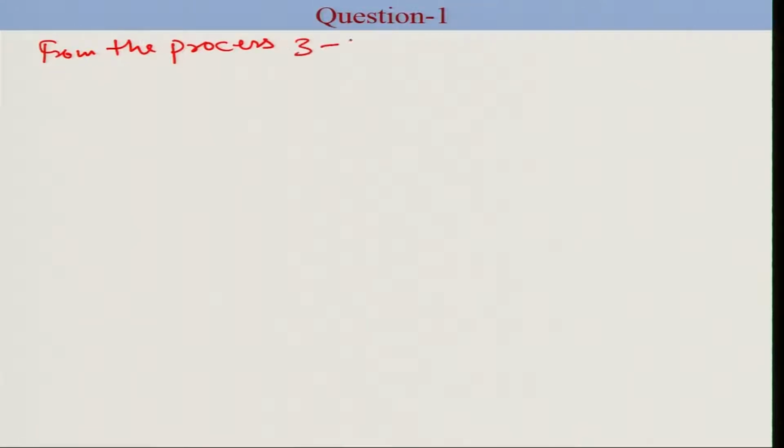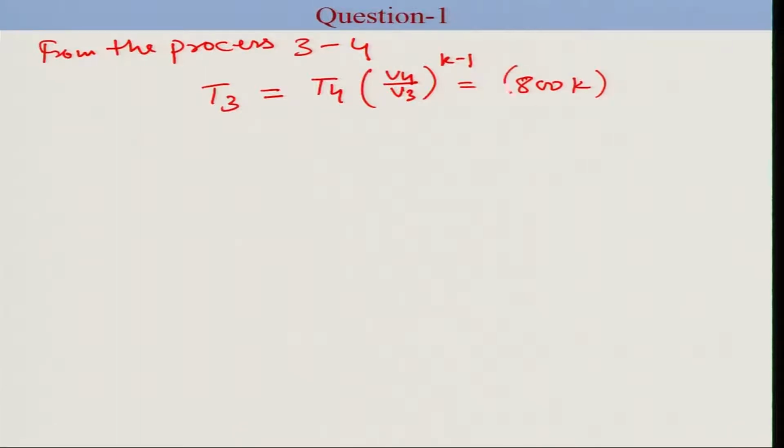From the process 3 to 4, which is an isentropic expansion, T3 will be T4 times V4 upon V3 to the power k minus 1. We know T4, which is 800 Kelvin, given in the question, and the compression ratio is 9.5 to the power 0.4. So, from here we get the temperature of state 3 is 1969 Kelvin.